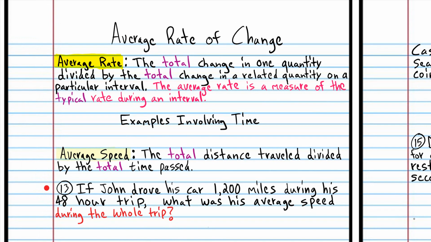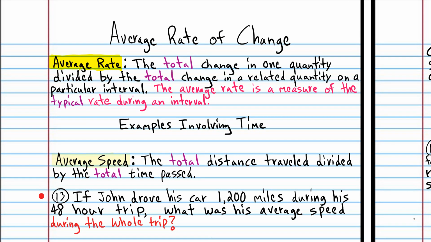So remember, there are different ways of calculating average, and we're about to go into more examples of that. Again, we tend to think that there's only one way to calculate average, but it depends on the context and the algorithm that you're using. Here's a general definition of average rate of change. It's just the total change in one quantity divided by the total change in a related quantity on a particular interval. The average rate is a measure of the typical rate during an interval.